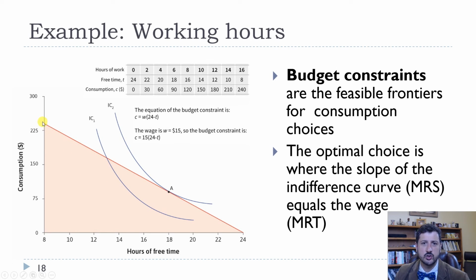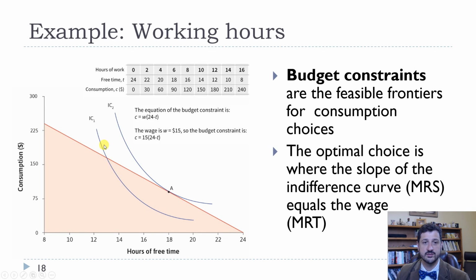And we'll imagine that you can work up to a maximum of 16 hours per day, in which case you get 16 times 15, which is $240 of income or consumption. So the equation for the budget constraint: C is just the wage, in this case 15, times 24, that's how many hours there are in a day, minus T, where T is the amount of time you work. That gives us our budget constraint, the line right there.